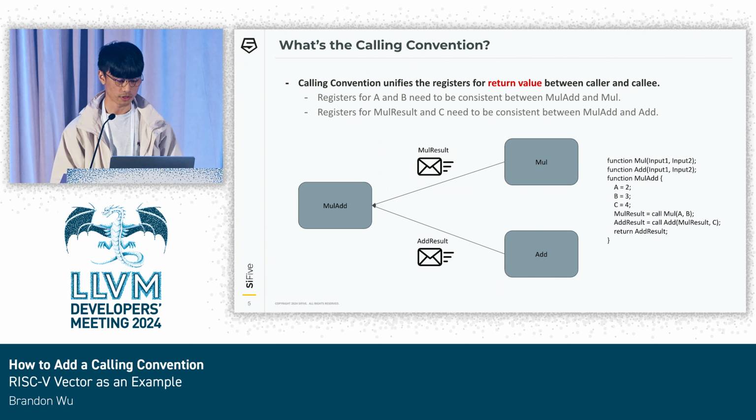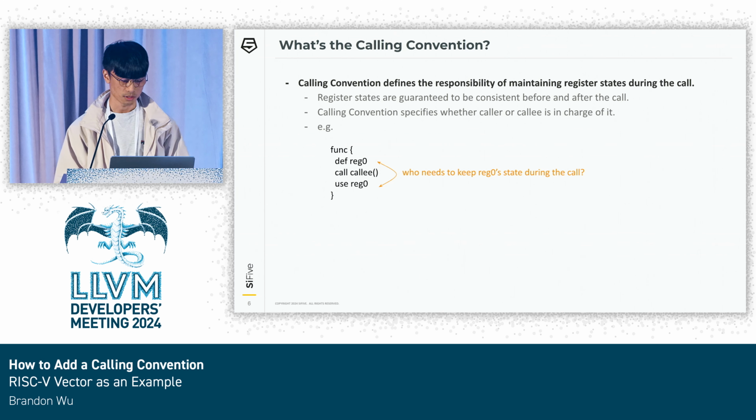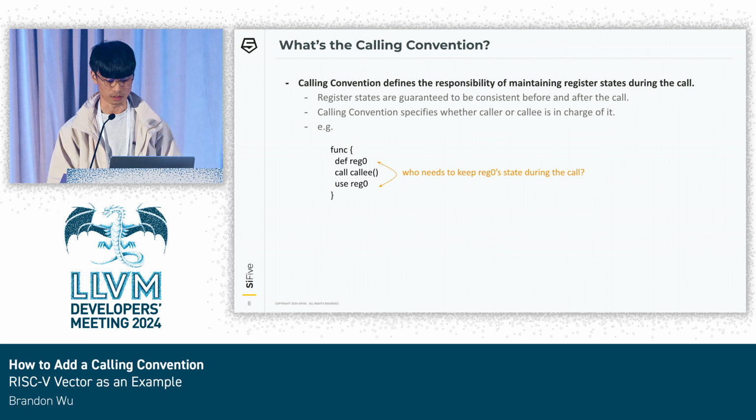Okay, so calling convention also defines the set of registers for return value. When returned to the caller, both of them also need to know which registers or memory to use. Okay. During a procedure call, some registers might be clobbered. When using registers after the call, we need to make sure the data is consistent. So calling convention also defines a set of registers that need to be saved either by caller or by callee.